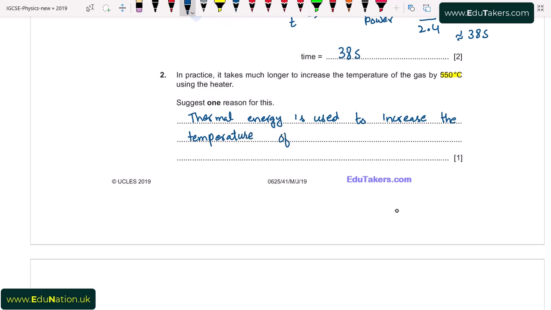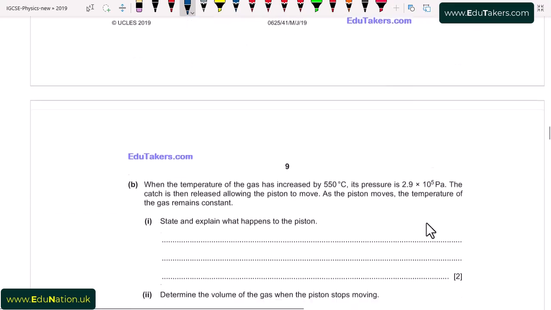Of piston and cylinder. That's why it takes time to heat up. Going towards the next part B.